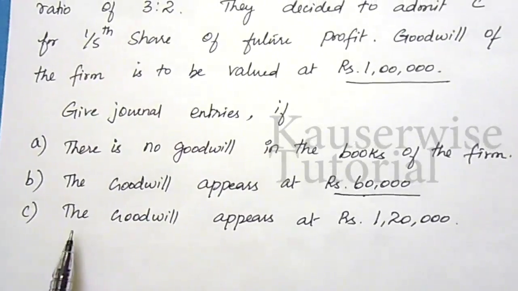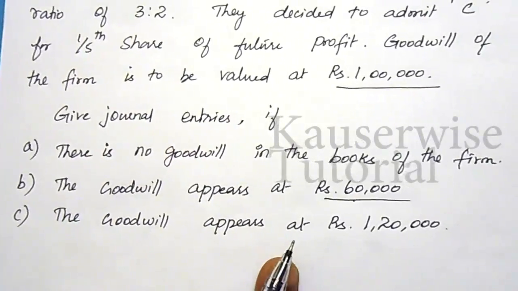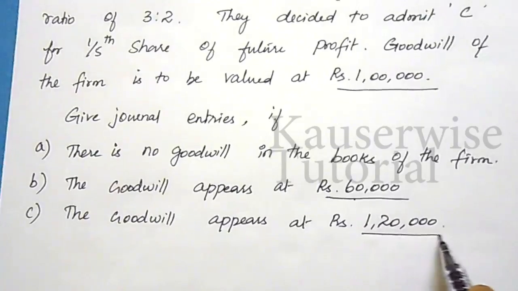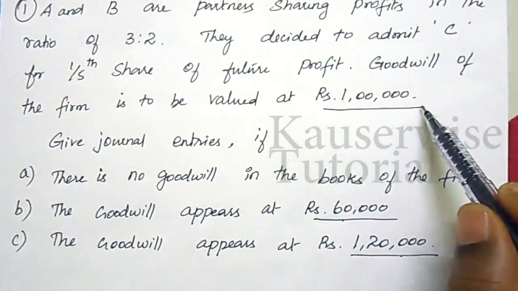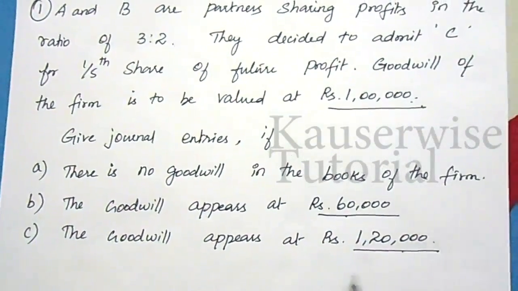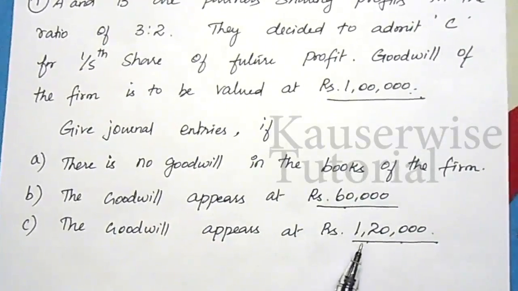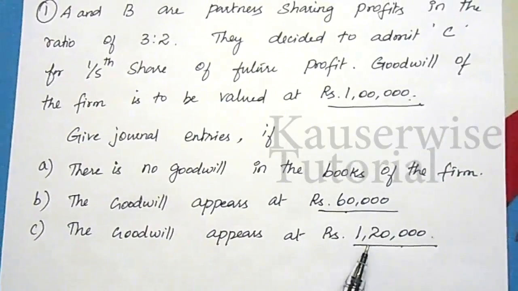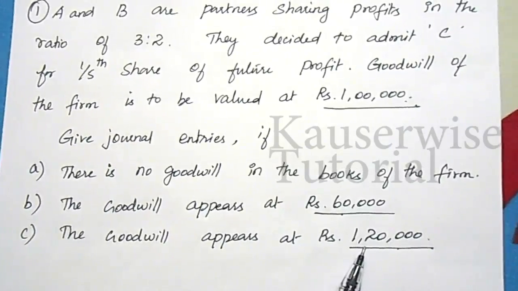Look at the third case. The goodwill appears at 1,20,000. In their old balance sheet, goodwill is already there, appearing at 1,20,000. Now see the revised value. The revised value of goodwill is 1 lakh. So what is the difference? 20,000 overstated. The previous one is understated and the third one is overstated. So this 20,000 will be transferred to the old partners' capital accounts, but with the reverse entry.